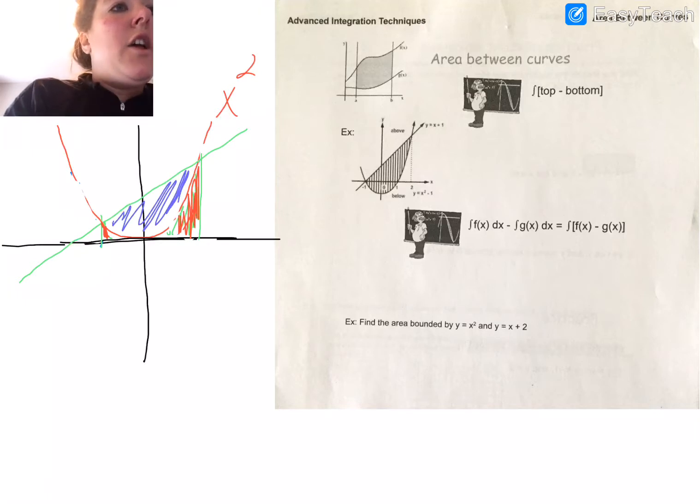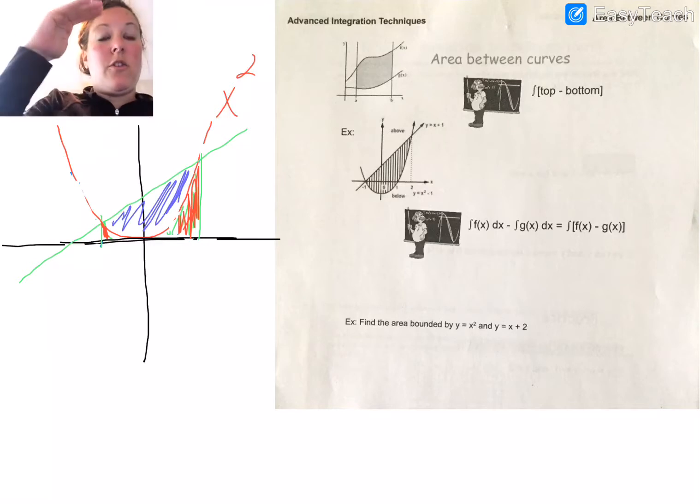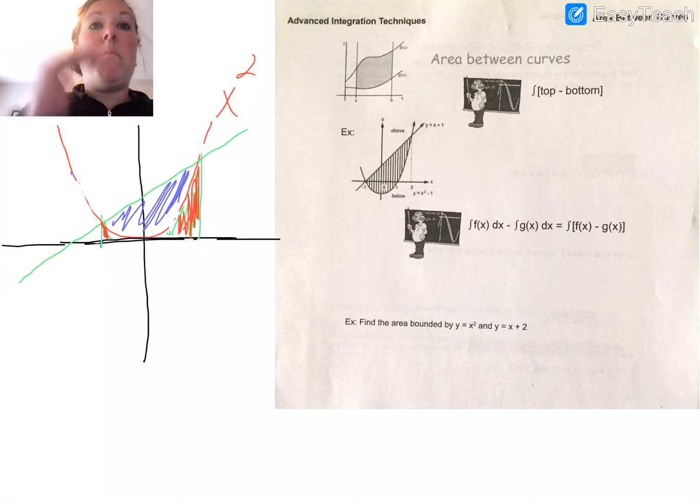So, area between two curves. You're going to take the integral of the top function, the function that's above, and then you're going to subtract out the bottom function, the area that's underneath the lower function. So for my first example here, and I know it's really hard to read, I've got a linear function that is x plus 1, and it's going from -1 to 2. And then I've got this quadratic function, and I want to know what's the area between them.